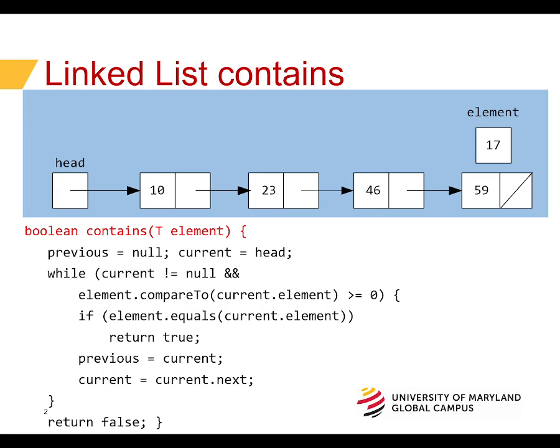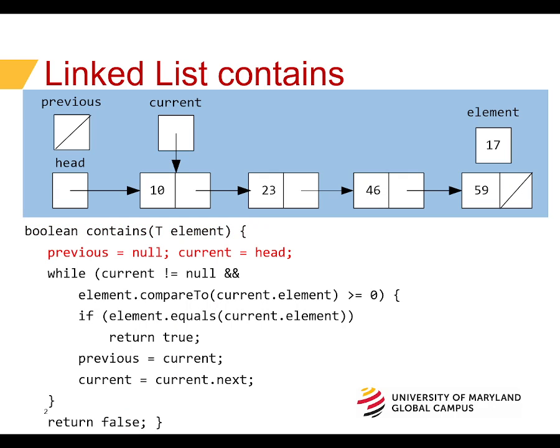This method is passed the element that is to be searched for and returns whether it is found. Although this linked list will be sorted, it is not possible to perform a binary search on a linked list because there's no direct way to find the middle element. So this search is a linear search.